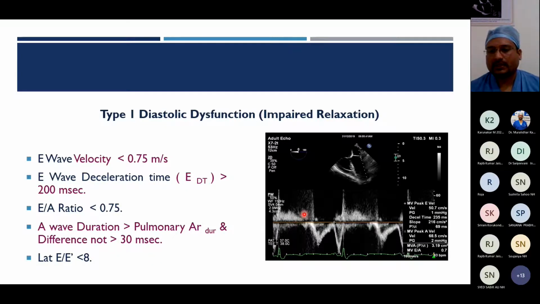So in this image, pulse wave Doppler of mitral inflow, peak E wave velocity is 50, while peak A wave velocity is 68.5, and E by A ratio is 0.7, while deceleration time is 235 milliseconds. So all fits in this criteria of mitral inflow. It becomes a type 1 diastolic dysfunction, that is impaired relaxation.